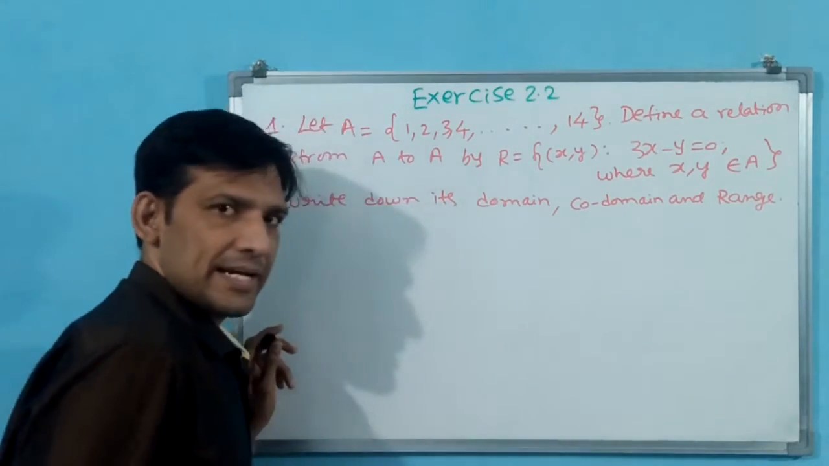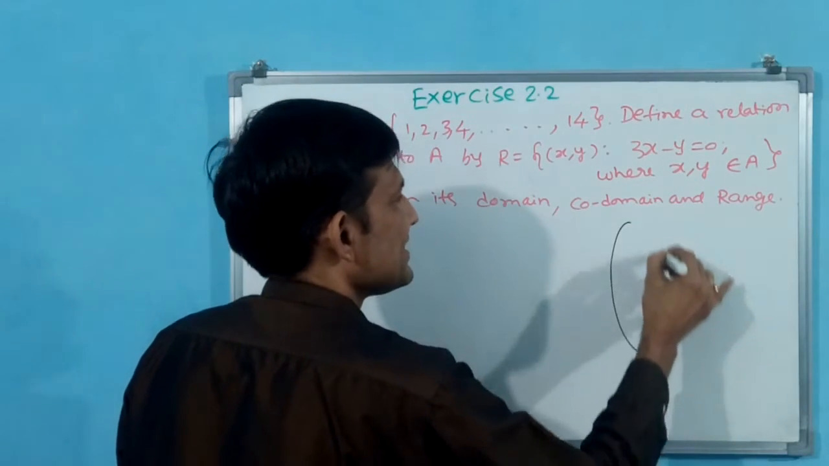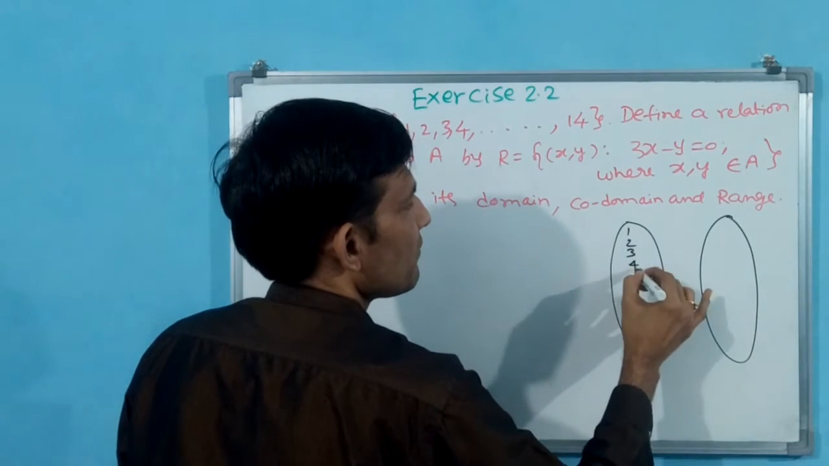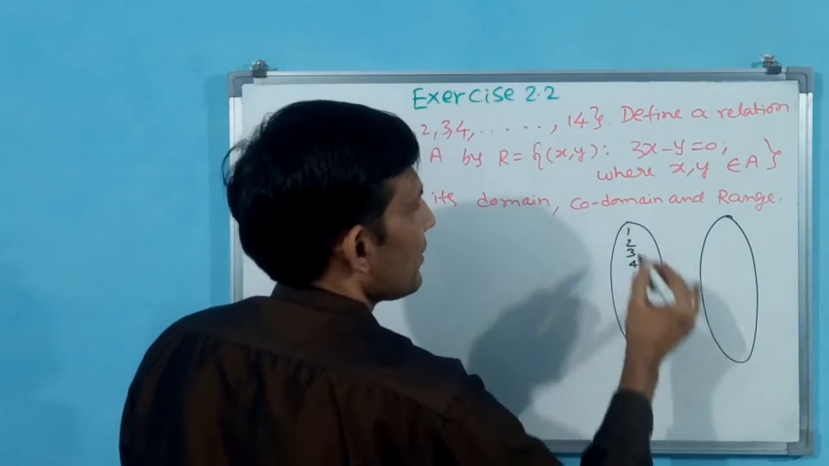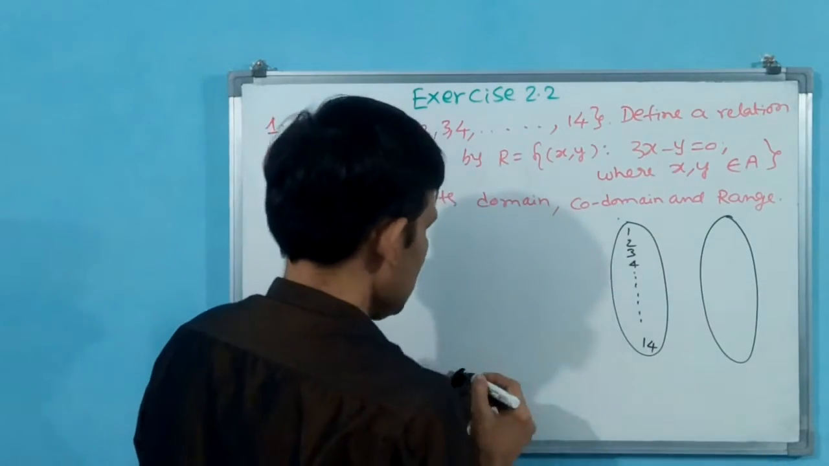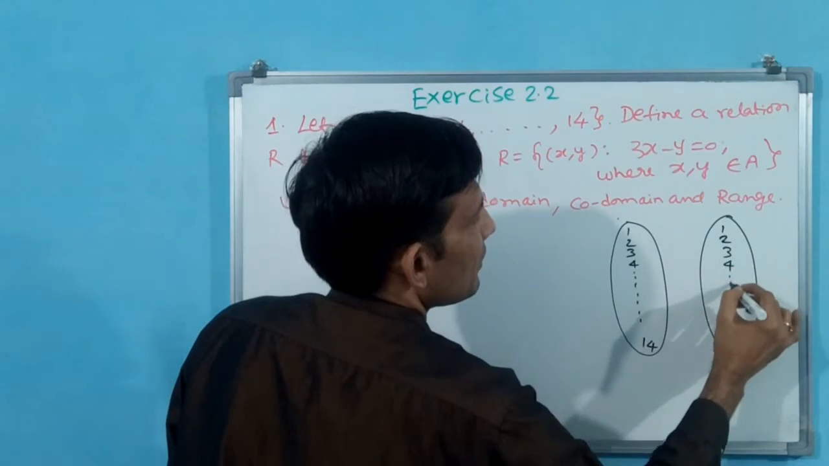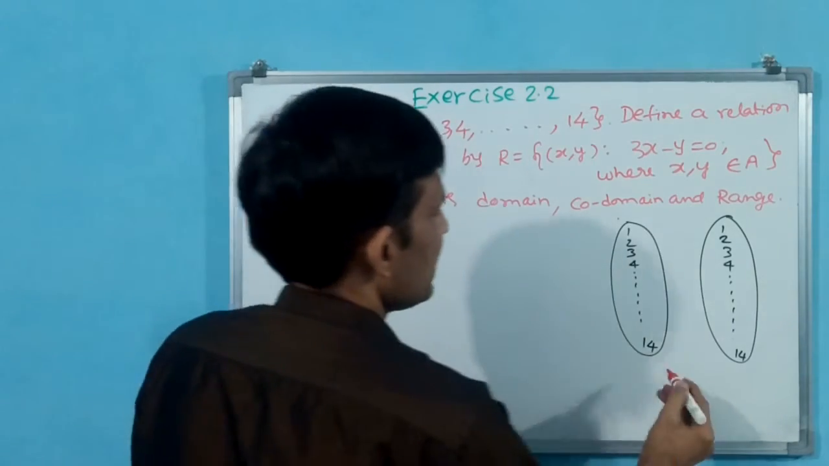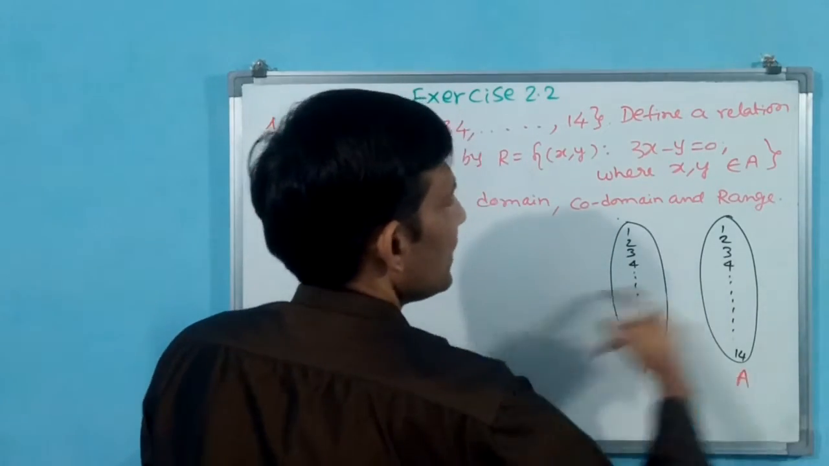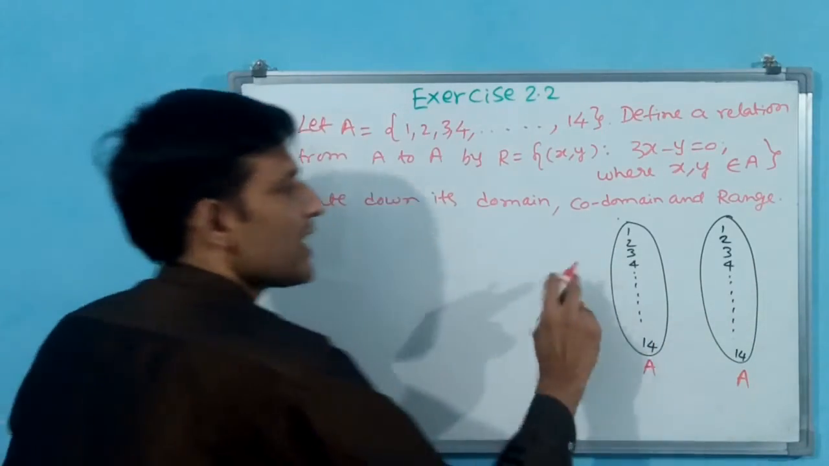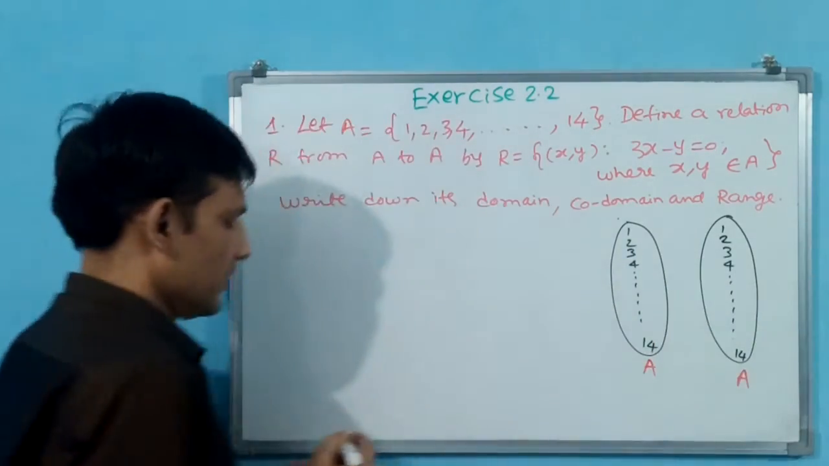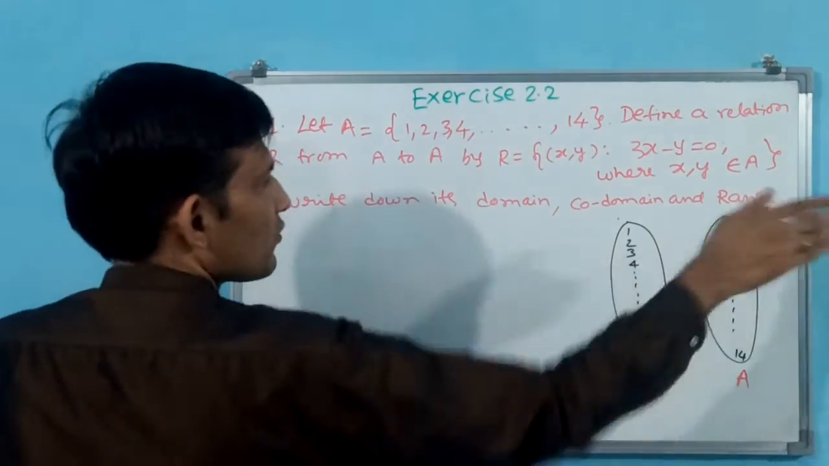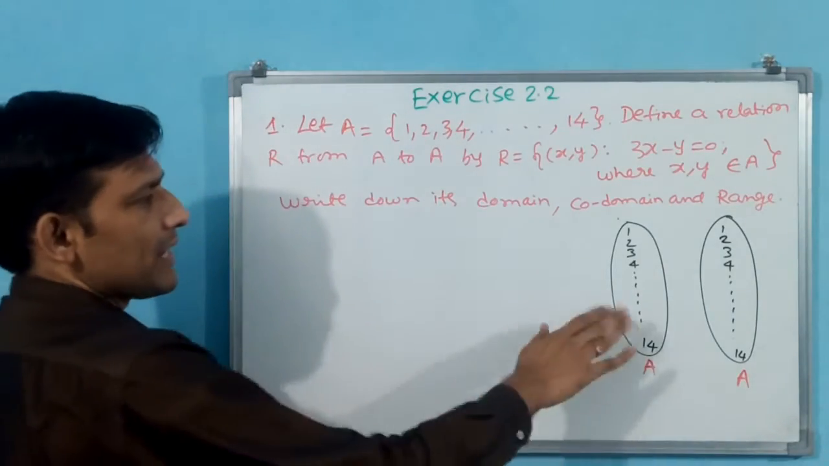To understand, I will also write one diagram here for easy understanding. Say here 1, 2, 3, 4 like that up to 14 are there, this is A. Here also 1, 2, 3, 4 like that up to 14 are there, because both are A, as he has clearly mentioned. The relation will be between A and A, and the arrow diagram will go from A to A. We will wait and see what solutions come, and according to the solution we have to draw the arrow diagram.